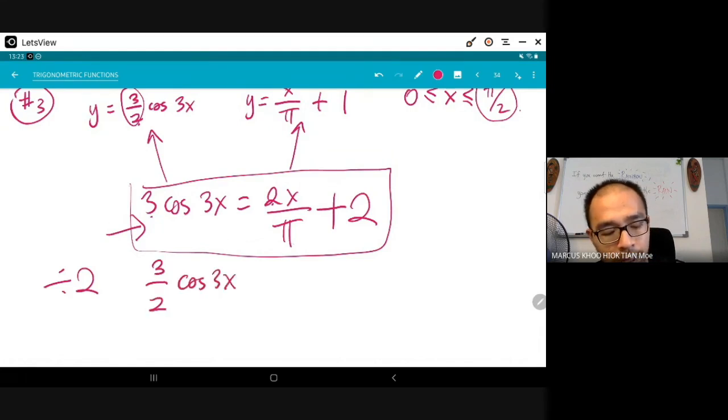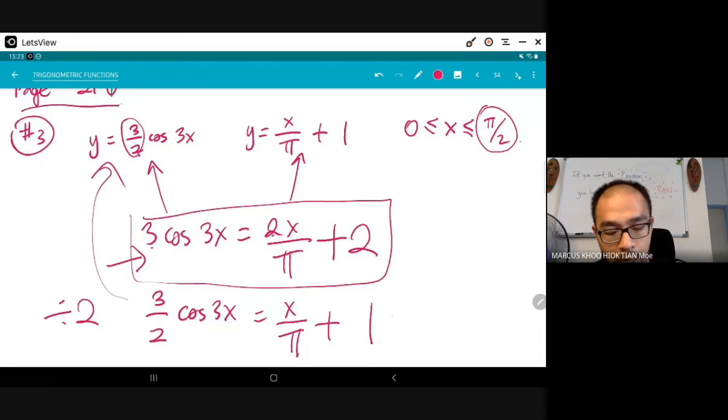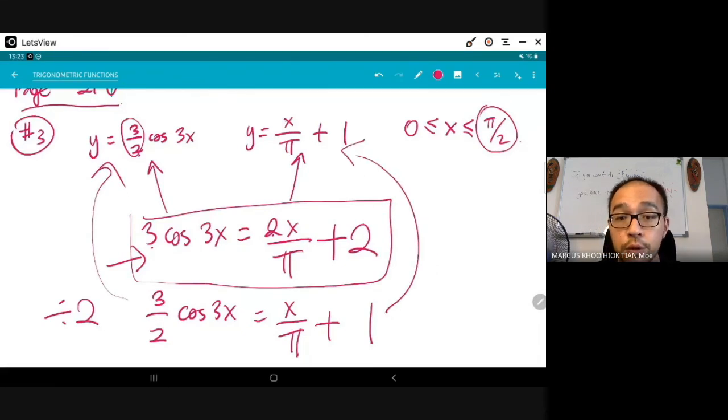2x over pi divided by 2 will give you x over pi. Plus 2 divided by 2 will give you 1. And then you have this one and this one already. Okay, and then you have the two graphs that you know what you want to draw.